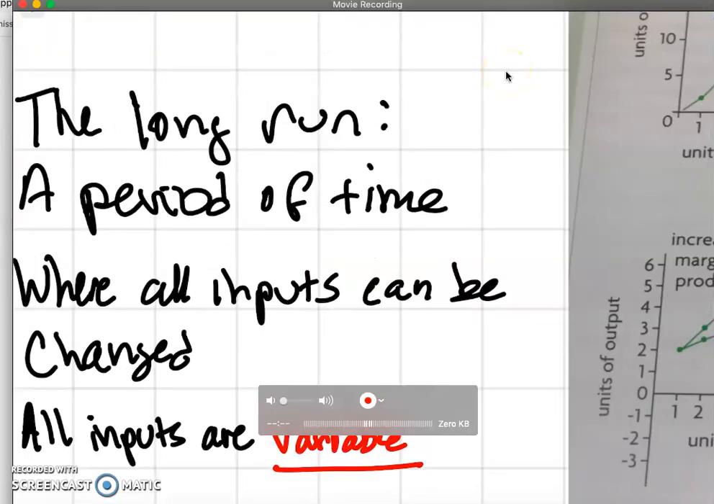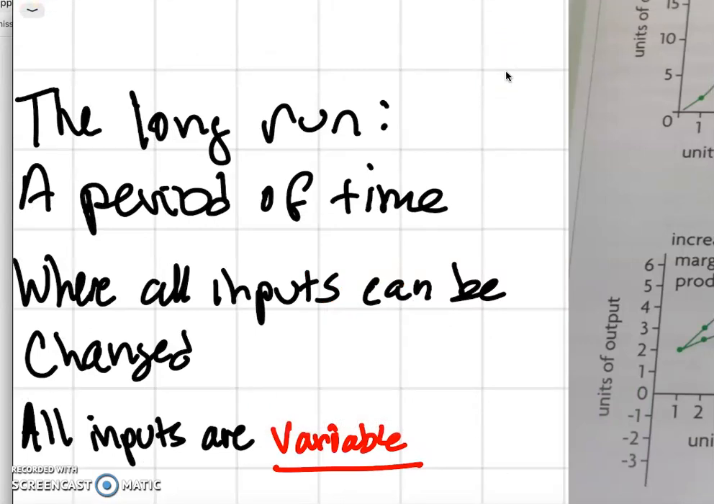On the other end of the spectrum is our long run, and this is the period of time where all inputs can be changed. In other words, all inputs become variable. Now, the topic of discussion for this video, our idea of total product, average product, and marginal product, we're generally focused on the short run. In the long run, all of those variable inputs are combined with other variable inputs. In the long run, everything is variable. However, in the short run, we're adding these variable inputs to some form of fixed input, such as a factory.